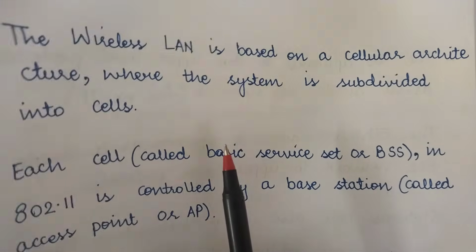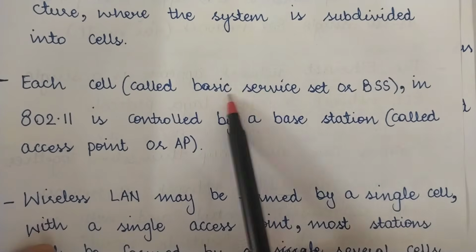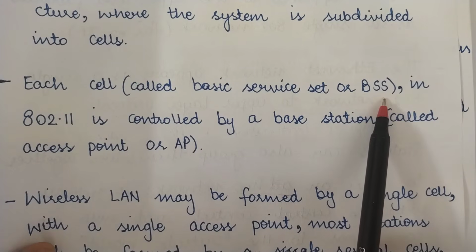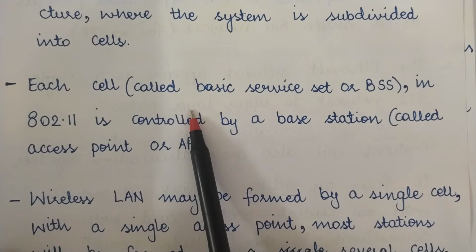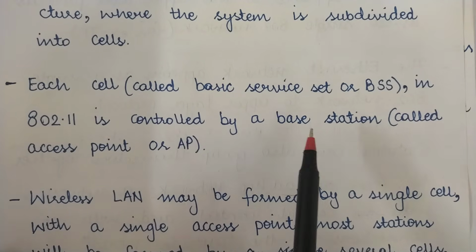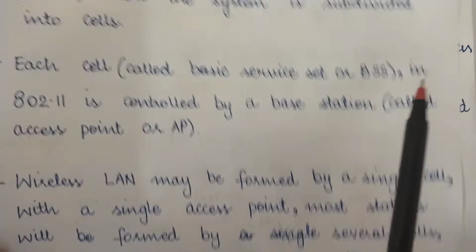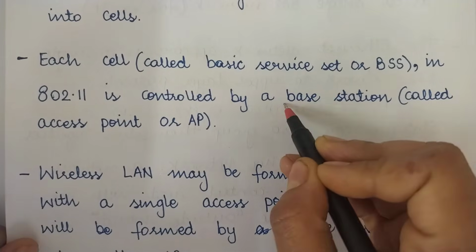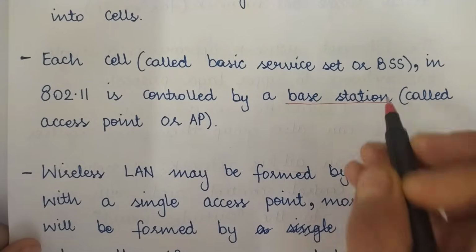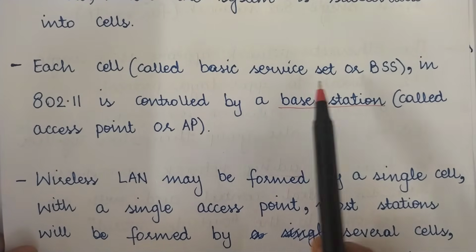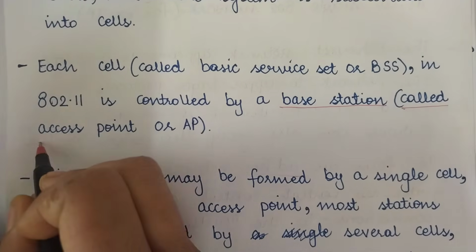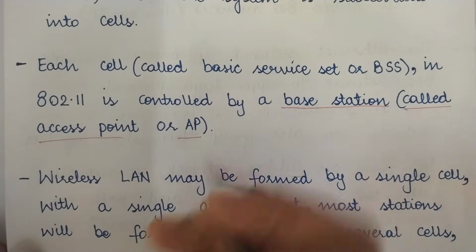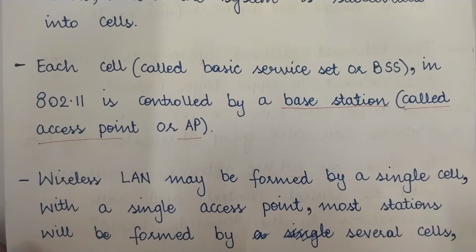And what are these cells? These cells are basically the basic service sets or the BSS, right? So every BSS is a cell in the wireless LAN architecture. All these BSS are then controlled by a base station. There is a base station which is controlling all these cells, which are the basic service sets. And what are these base stations? These are the access points or the AP. So the APs are controlling each base station or the cells.